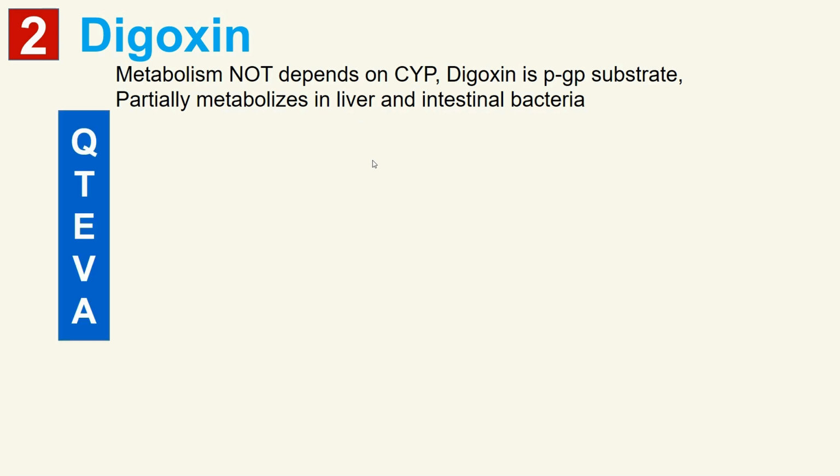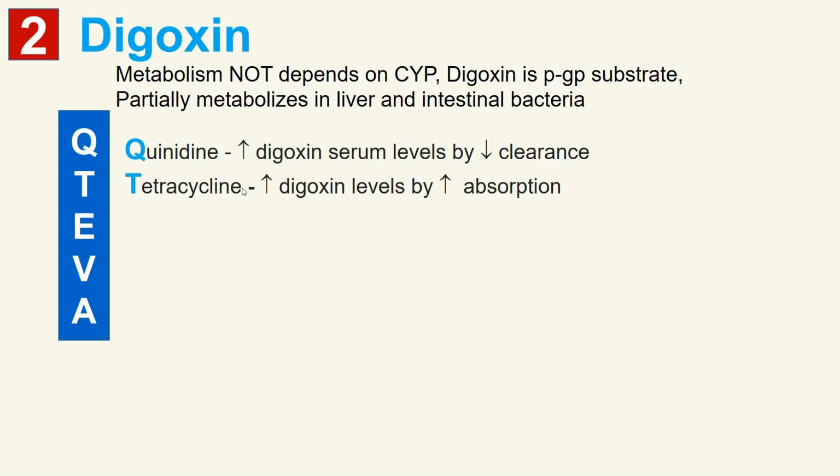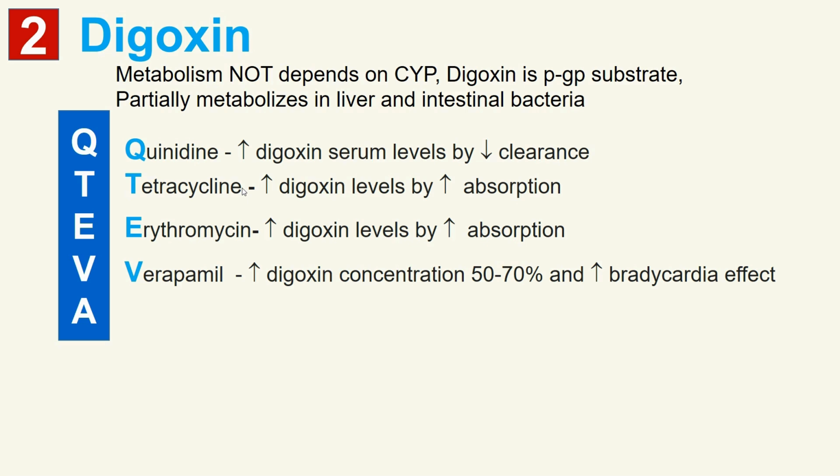There is one beautiful mnemonic that is commonly used for digoxin toxicity, also known as digitalis toxicity. The mnemonic is Q-TEWA. Q is for quinidine. Quinidine increases digoxin levels and therefore decreases its clearance. Tetracyclines inhibit the gastrointestinal bacteria. As a result, there is more free digoxin and increased digoxin absorption. Erythromycin does the same as tetracycline, and verapamil increases digoxin concentration by about 50 to 70%.